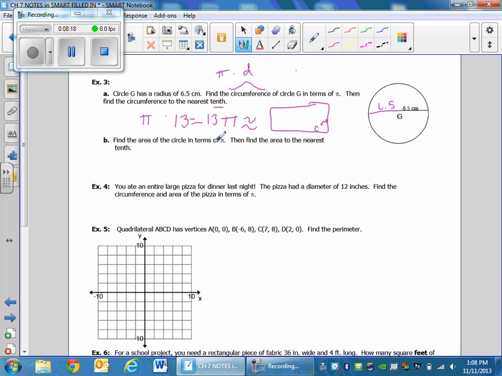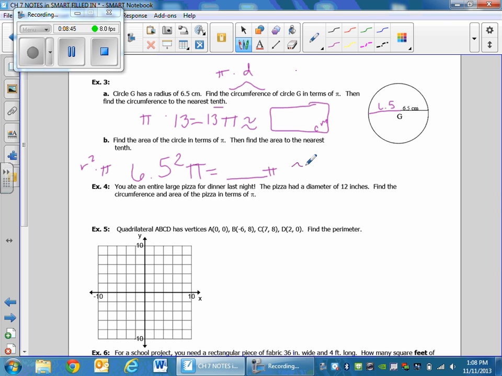All right, find the area in terms of pi. So now area is radius squared times pi, and let's leave it in terms of pi first. So I would have 6.5, you need to do this part, squared. So do 6.5 times 6.5, and then pi. Whatever you get, when you leave it in terms of pi, you'll get blank pi. So do that on your calculator or on scratch paper.